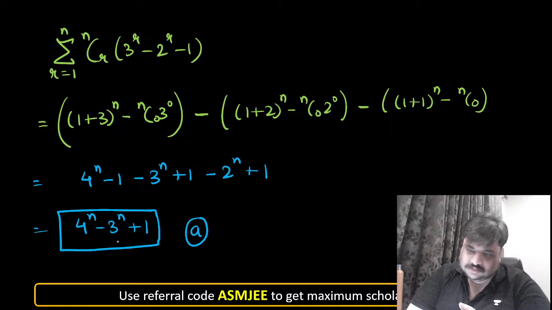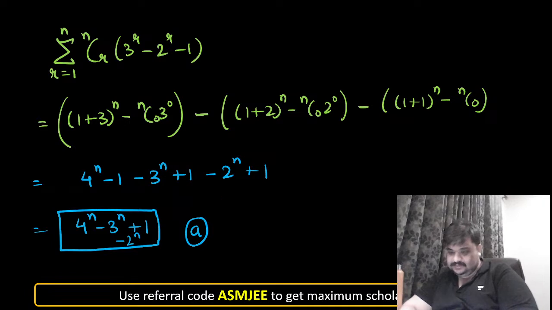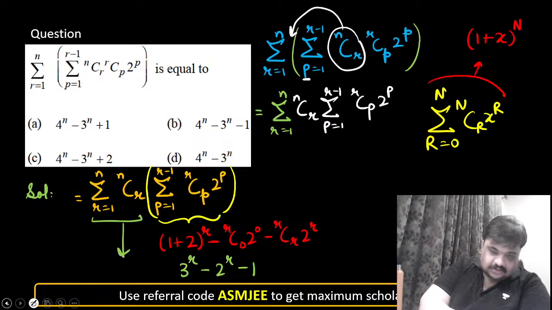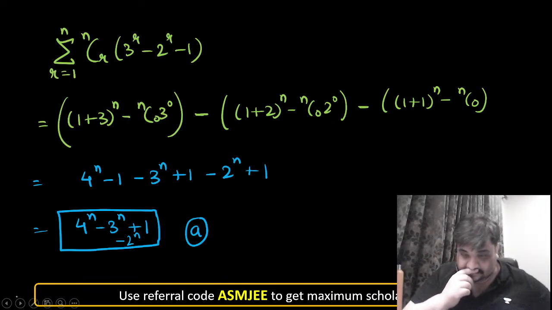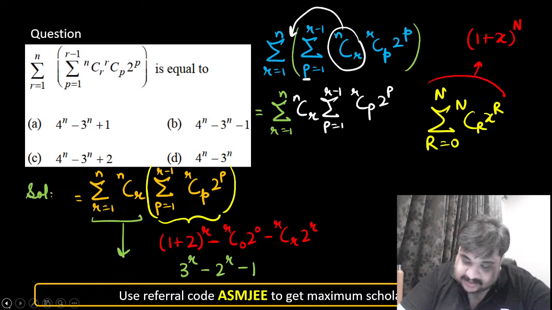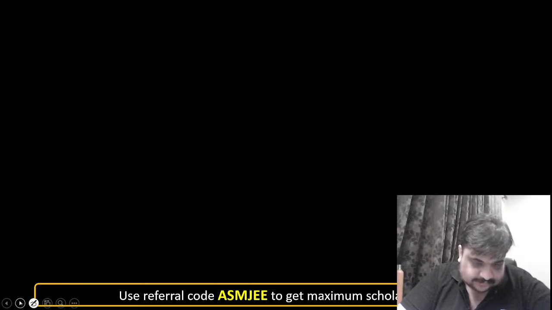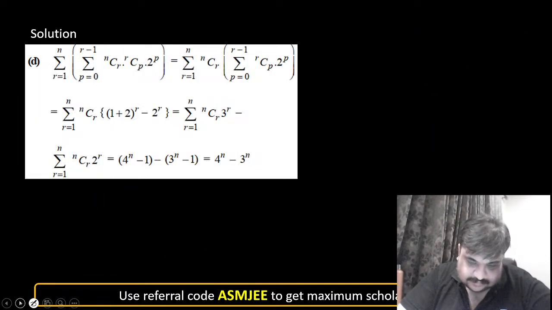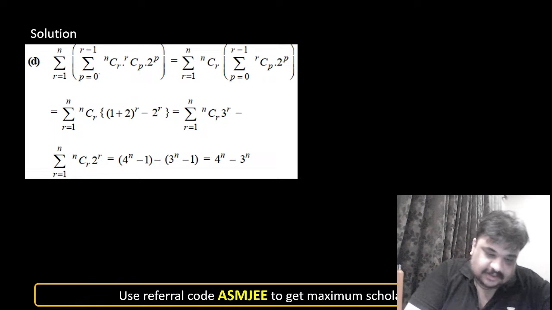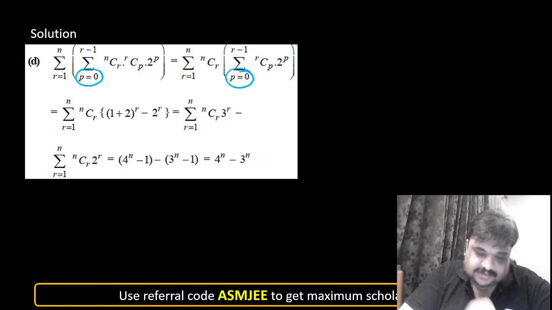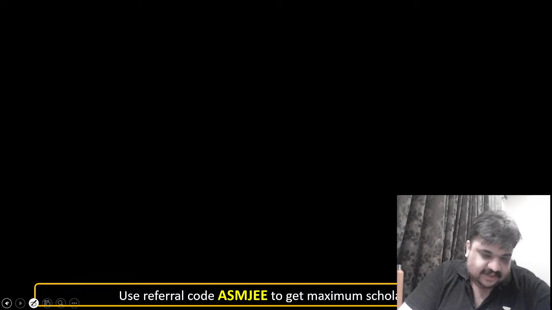There is one more. Minus 2 raised per N. Yeah, now it's correct. So what is the answer? No answer is matching. What happened here? I'll tell you what happened. They have written the question wrong. So here they have committed the question wrong.